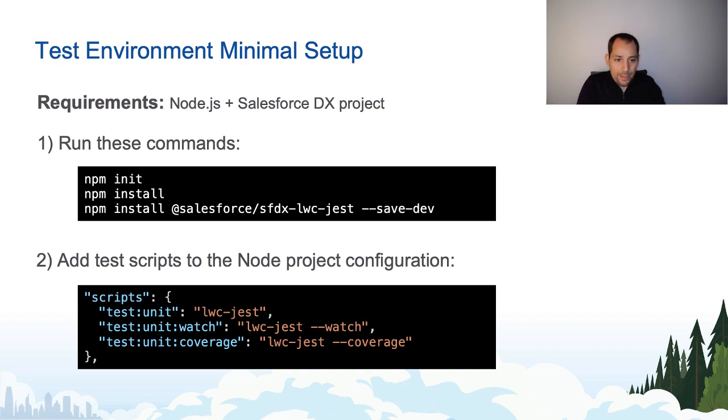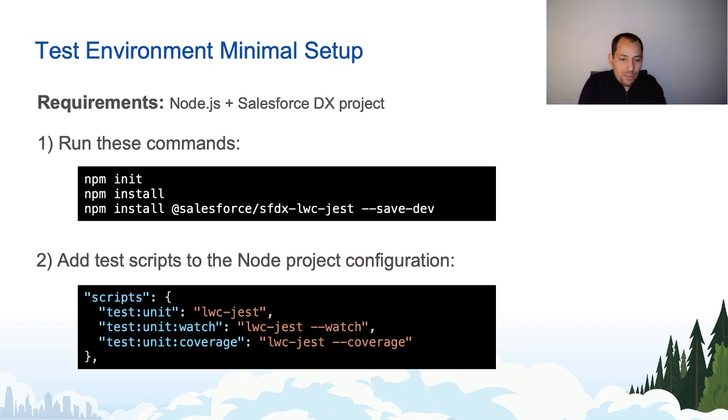And the third command is actually adding a dependency to our project. And this dependency is the Lightning Web Component testing framework. So this last command, npm install @salesforce/sfdx-lwc-jest --save-dev, is installing the Jest extension for Lightning Web Components. So it's also bringing Jest, and it's saving all of that as development time dependencies, so not runtime dependencies.